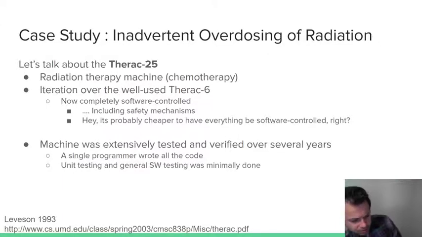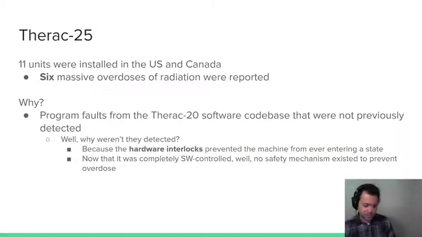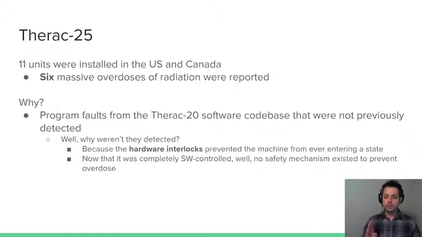And I'm pretty sure this article is actually one of the ones that I have in your Blackboard too. So there were 11 units installed between the US and Canada. So we have two different health organizations overseeing these things. And during the time that they were out there, there were six massive overdoses reported. And this means that somebody went for chemo and they got blasted with radiation. What happened? So there was a prior iteration from the Therac-20. So there was the six, we're at 25, there was 20 in between. This code was copied basically wholesale from the 20 to the 25.